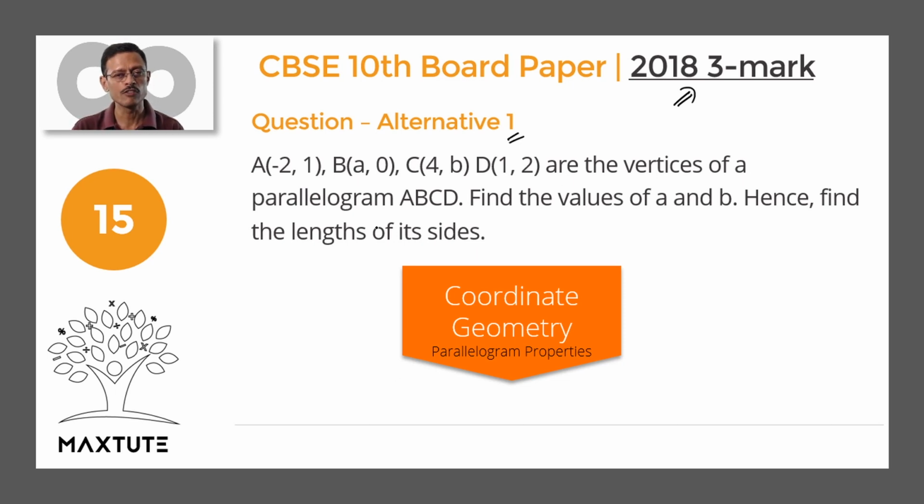A, B, C, D are the vertices of a parallelogram ABCD. Find the values of a and b. That's part 1. What are a and b? Look at this. a is the x-coordinate of vertex B and b is the y-coordinate of vertex C. So we need to find out both these values.